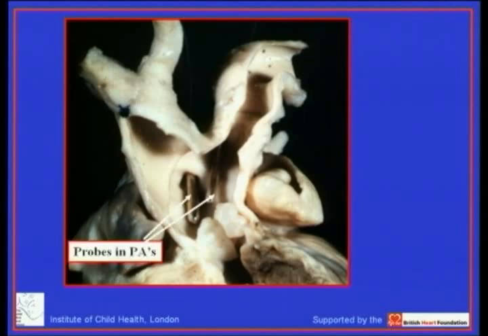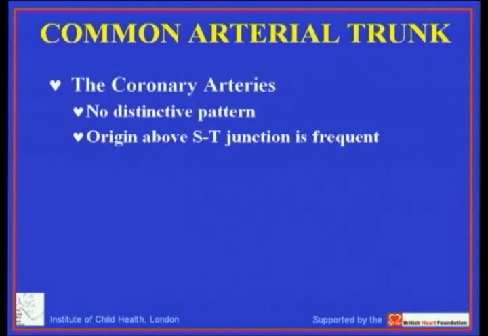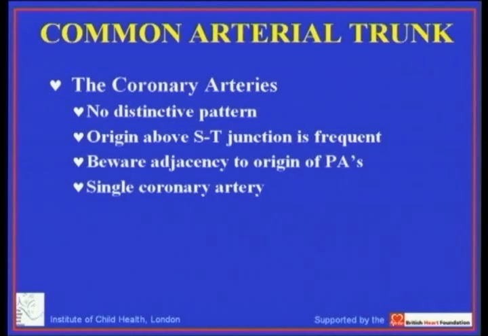You see that my probes have been introduced through the pulmonary arteries, which are arising separately from the back of the pulmonary trunk, so-called type 2. But there is interruption here between the left common carotid artery and the left subclavian artery. And here then is the duct to the descending aorta. And then, as I've stated, there is no distinctive pattern for the coronary arteries, but frequently they take their origin above the sinotubular junction, and the surgeon needs to be particularly aware of origin of the coronary arteries close to the origin of one of the pulmonary arteries, and particularly frequent and troublesome, a single coronary artery.